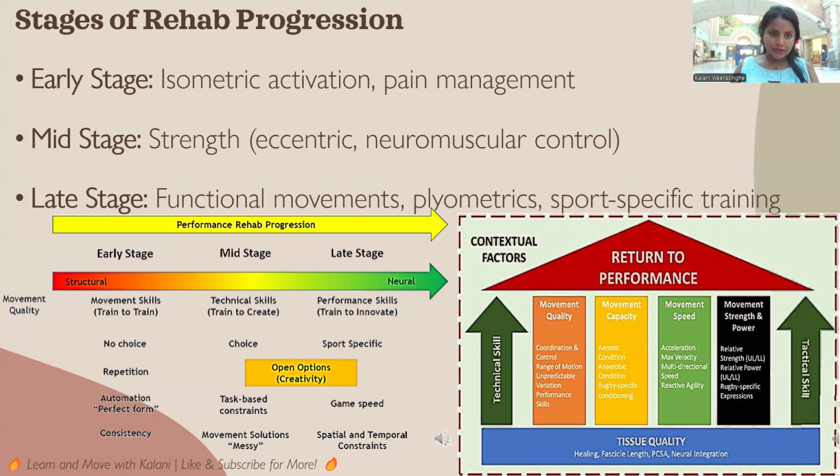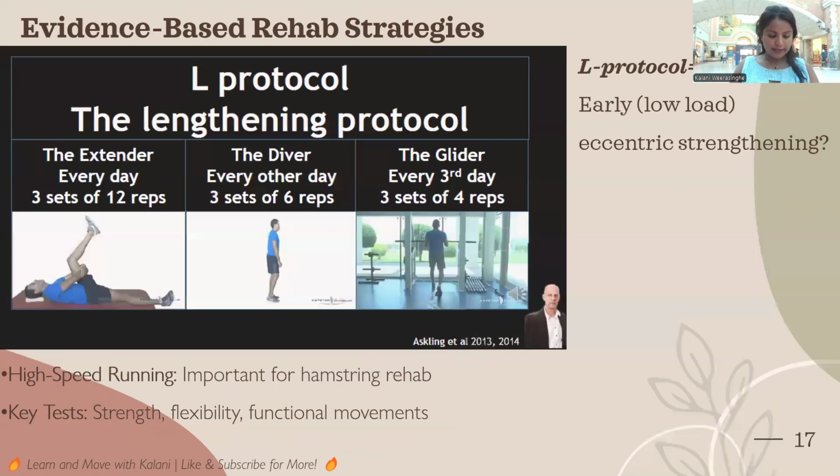In the mid stage, we have to have eccentric loading, where we undergo gradual strengthening and neuromuscular control. In the late stage, we focus on functional movements, plyometrics, and sport-specific training. For example, if you consider hamstring injuries, introducing high-speed running at the right time prevents future injury.